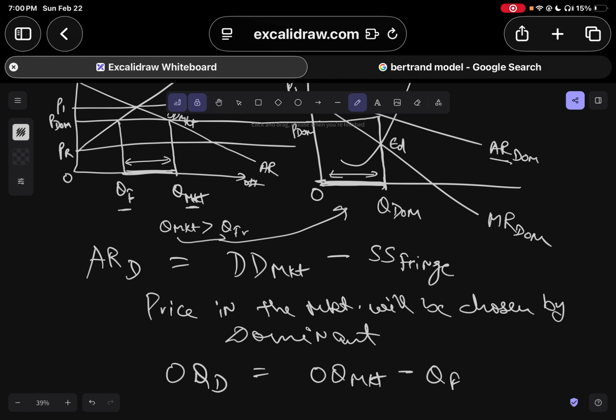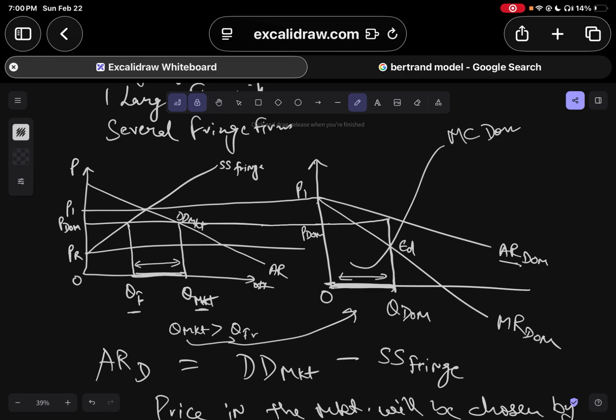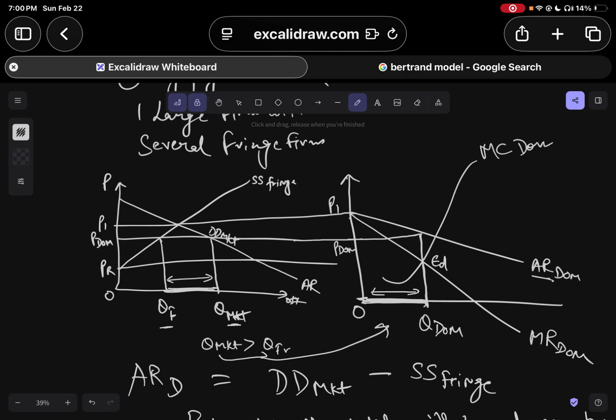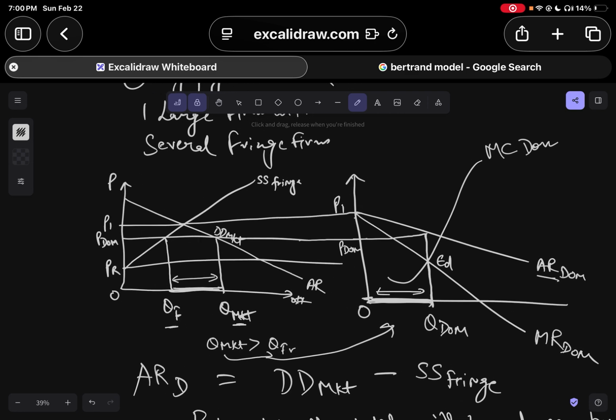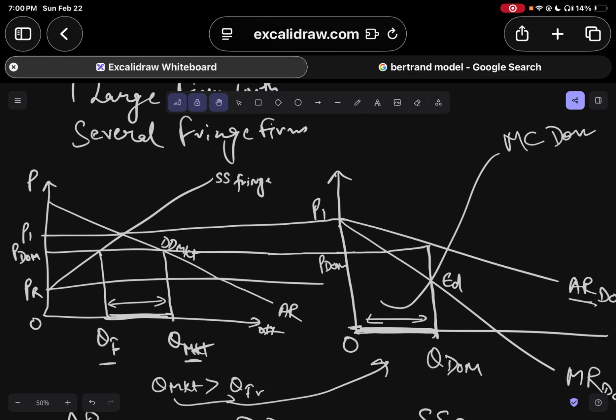So let me also say this in English, what this model actually is. In a market with one dominant firm and several fringe firms, equilibrium is determined by the choices made by the dominant firm. In this figure, the first panel represents the supply side of fringe firms compared to the market demand curve. The difference between the two is the market that can be controlled by the dominant firm. This information is used to derive the market share of the dominant firm, or the AR curve of the dominant firm.